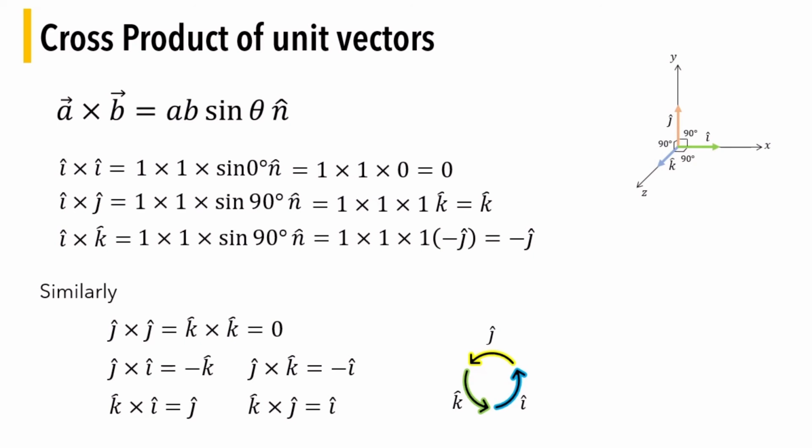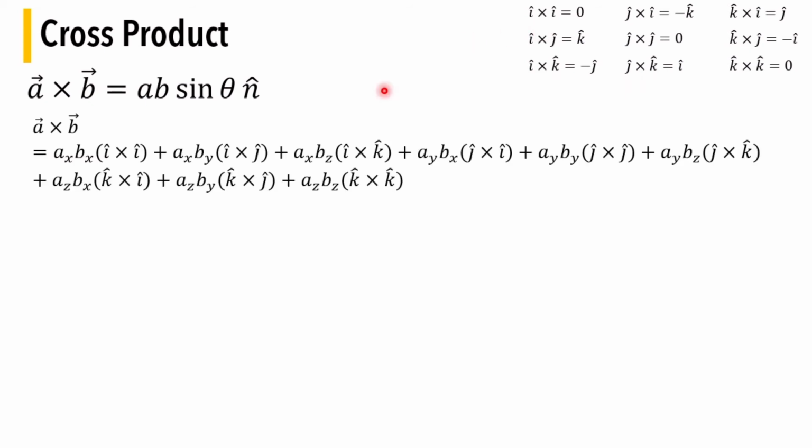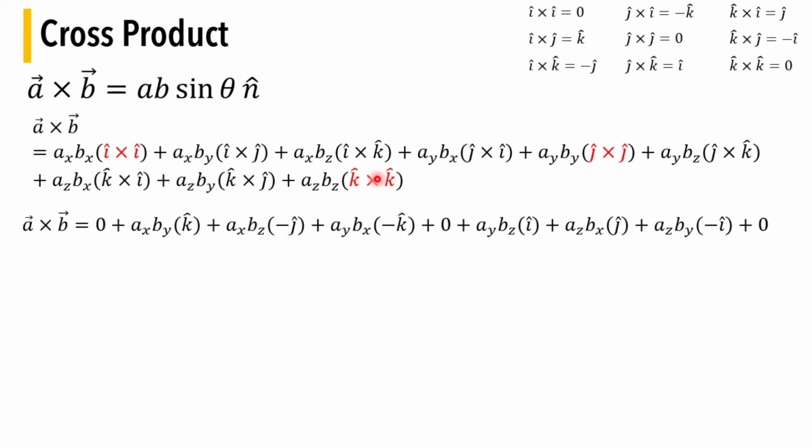Okay, now let's go back to our cross product of A and B. For reference, I have written all of these here. This was our last expression that we left in the previous slide. In this, the cross product between similar vectors will be 0. These red terms will become 0: i cross i, j cross j, and k cross k. So after inserting these values, we get this.